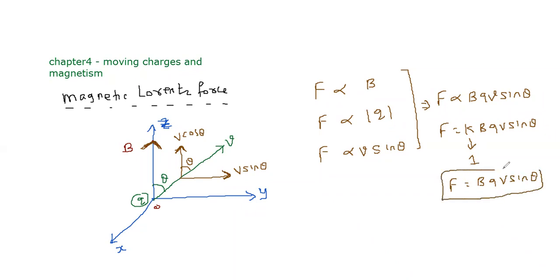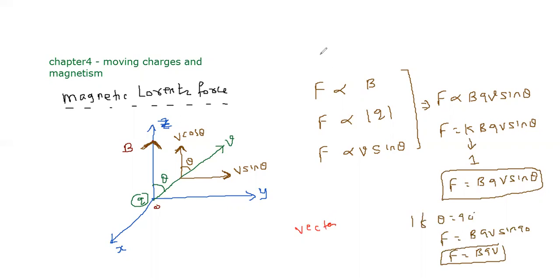So it is the force experienced by a charged particle. If theta is equal to 90 degrees, it is QVB. Sir, if we want to write this in vector form, it is Q into V cross B, right? Yes, correct. If you want to write in vector form, F vector is equal to Q into V cross B.